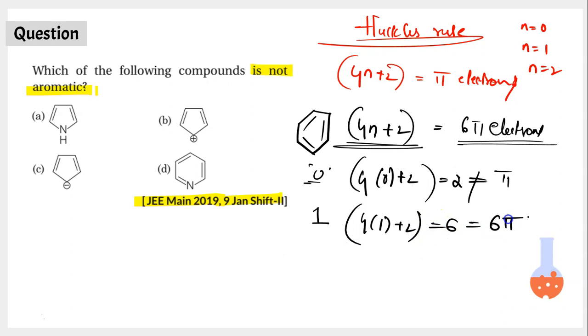Which means the n value is equal to 1 for benzene, because when I place this n value in the equation 4n plus 2, the solution of the equation will be equal to the total pi electrons in benzene. Because the n value is coming out to be an integer, I say that benzene is following Huckel's rule and benzene is aromatic, right? If the n value comes out to be 0 or 1 or 2 or whatever, if it comes out to be an integer, the molecule is aromatic. If it is non-integer, if it's a fraction, then the molecule is non-aromatic.